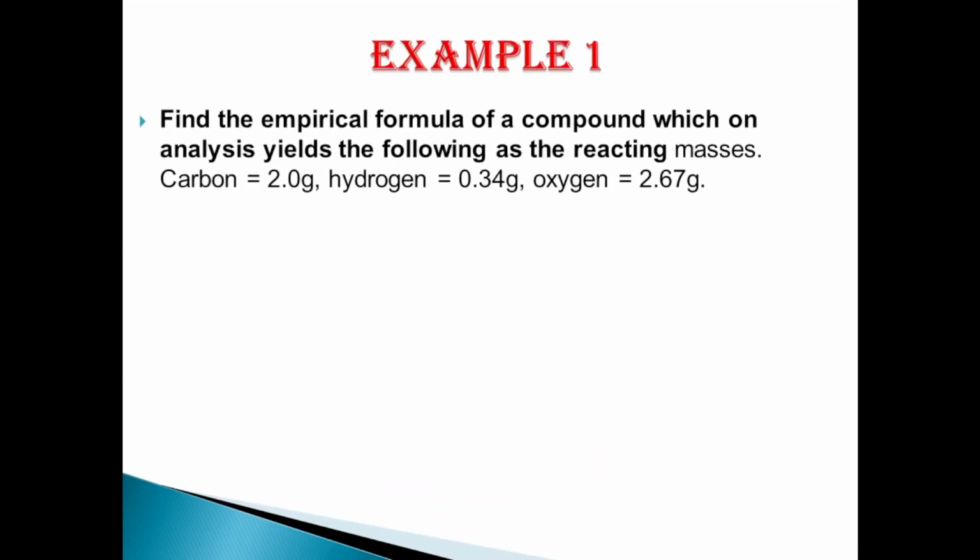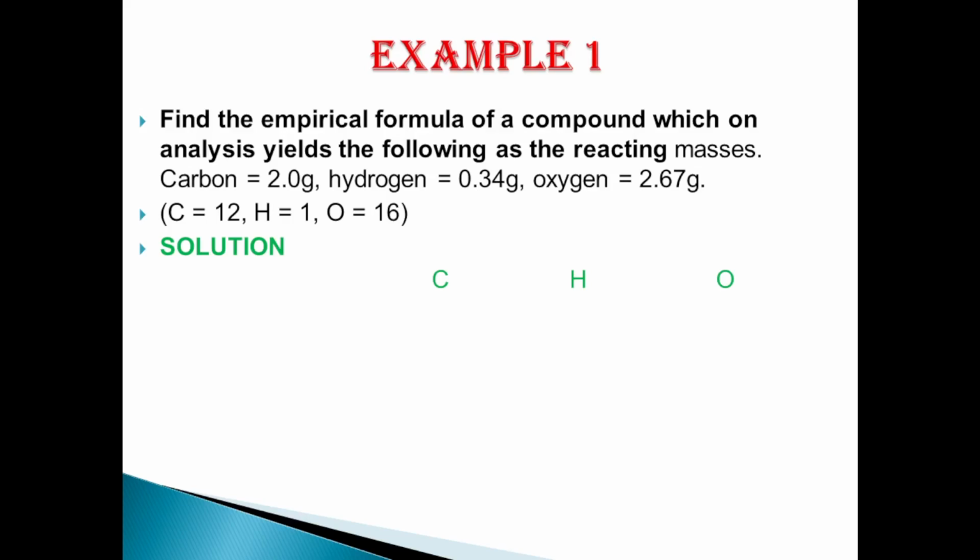Okay, now let's consider some examples, some calculations on empirical formula. Example 1 says, find the empirical formula of a compound which yielded 2 grams of carbon, 0.34 grams of hydrogen, and 2.67 grams of oxygen. We have to determine the empirical formula of the compound. Now, they will always give you the masses of each of the elements present in that compound that you are analyzing. Alright, this is the way you solve it.